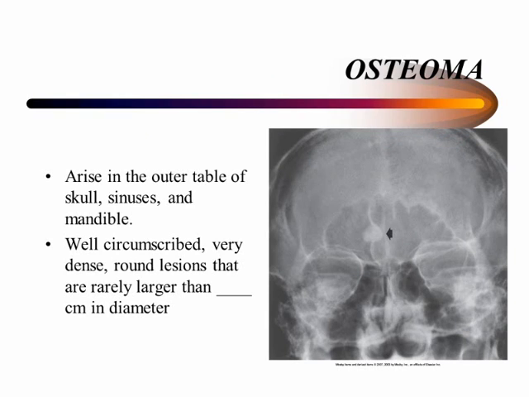Osteomas most often arise in the outer table of the skull, the paranasal sinuses, and the mandible. Detection of these tumors may be incidental on radiographs taken because of the pain produced by bone expansion. Osteomas appear radiographically as well-circumscribed, extremely dense, round lesions that are rarely more than 2 centimeters in diameter.